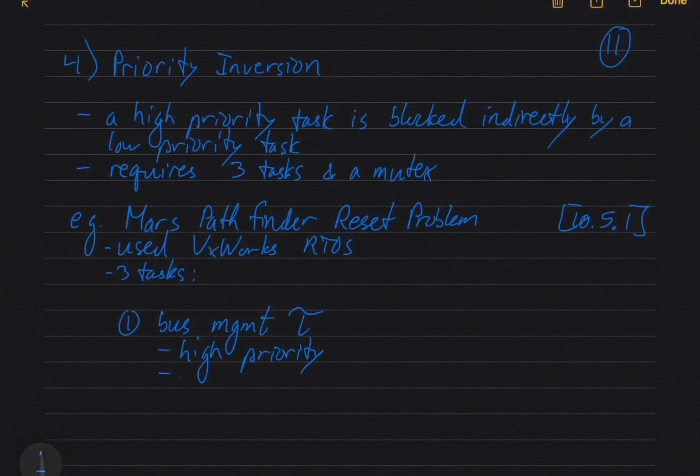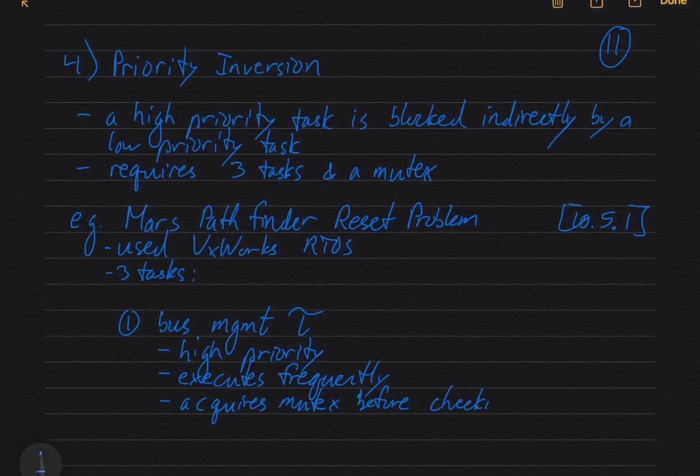So it's high priority and it executes frequently, and it acquires the bus management mutex before checking the bus. It was a communication pipe that it was checking, but we'll just call it the bus.